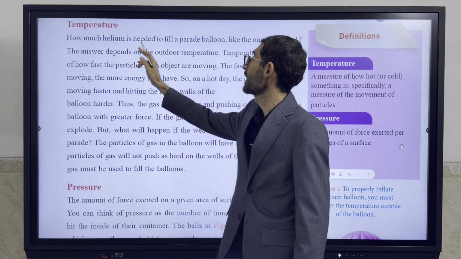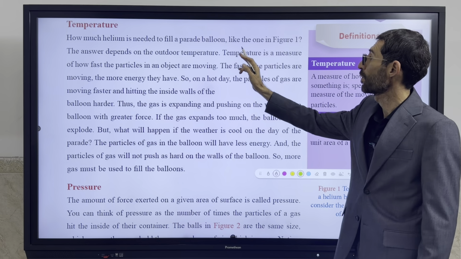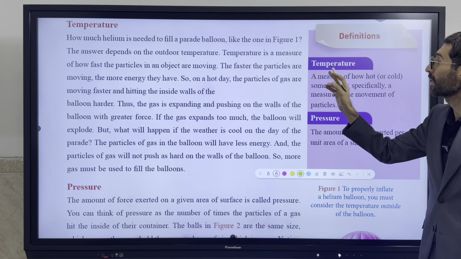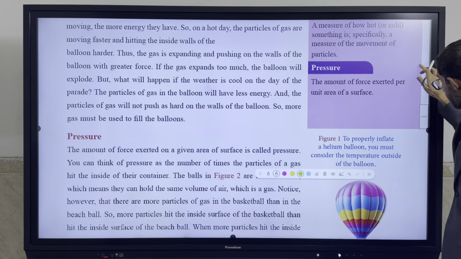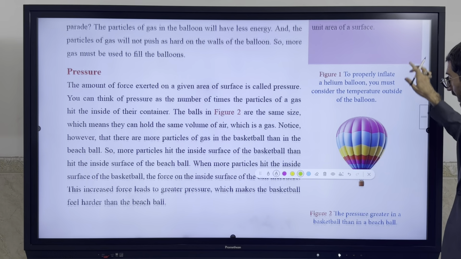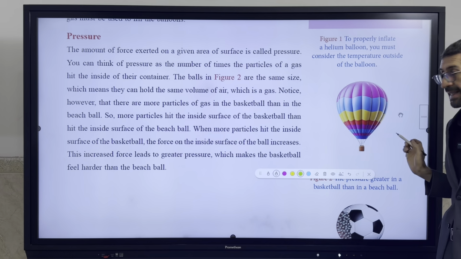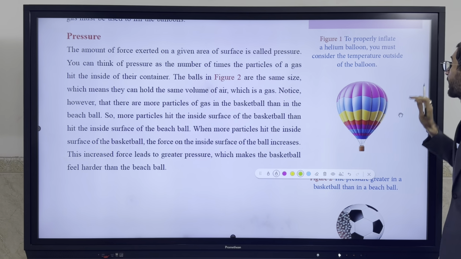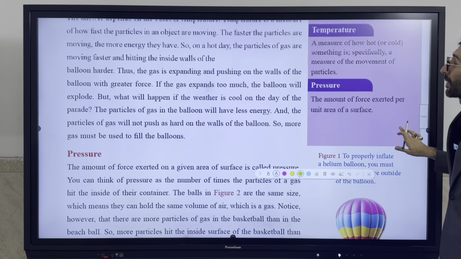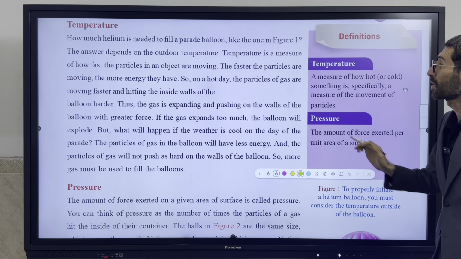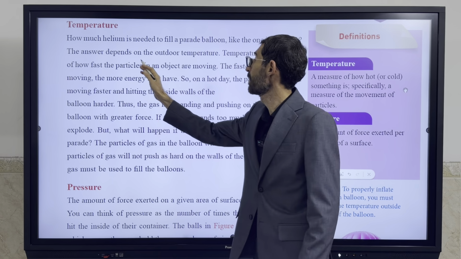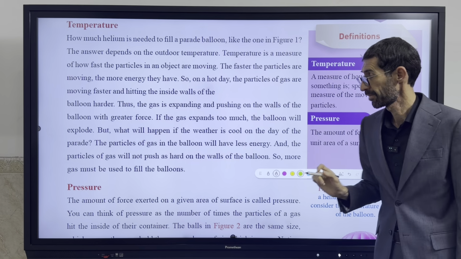It says, how much helium is needed to fill a parade balloon like the one in figure 1? So it talks about this actual balloon. How much helium gas is needed to fill this balloon? This is the first information. It says the answer depends on the outdoor temperature.